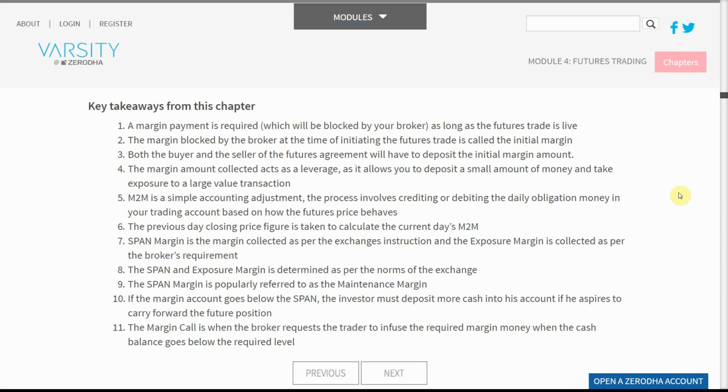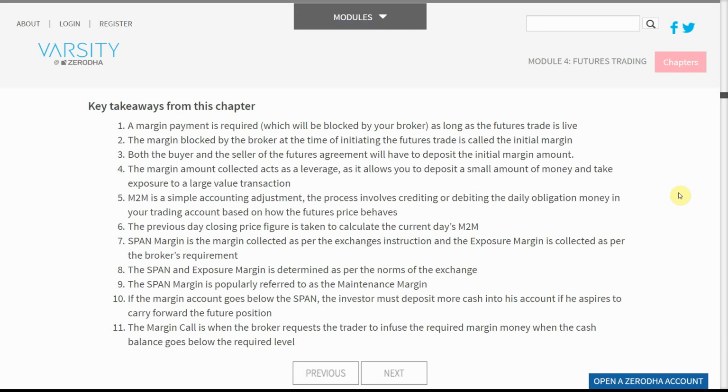M2M is a simple accounting adjustment. The process involves crediting or debiting the daily obligation money in your trading account based on how the futures price behaves. The previous day closing price figure is taken to calculate the current day's M2M. Span margin is the margin collected as per the exchange's instruction, and the exposure margin is collected as per the broker's requirement. The span and exposure margin is determined as per the norms of the exchange. The span margin is popularly referred to as the maintenance margin.